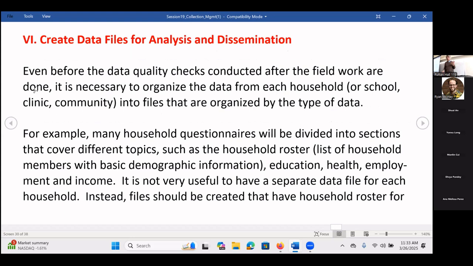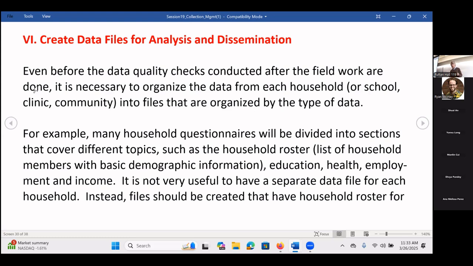Okay, creating data files for analysis and dissemination. After everything is done, you can put this together. There are different ways of doing it. When you're collecting general household surveys, the questionnaires cover different topics like income, education, health, farming, firms. Each of those sections would be a separate data set with all the households in it, because some people aren't interested in some parts of the data, so they just want to use certain sections. They don't necessarily want the whole data set.